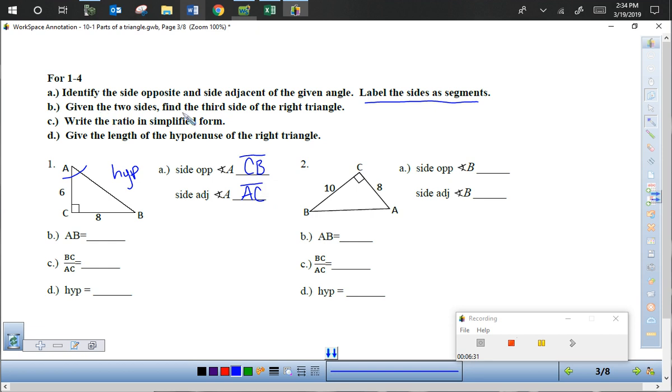Now, part B asks us to find the third side of a right triangle. Remember, to do that, we need to set up the Pythagorean theorem. If you know that your numbers are part of a Pythagorean triple, then you can go ahead and just write down your answer. Otherwise, you'll have to do this work. So we've got 36 plus 64 equals x squared. That's 100. This one comes out real nice, and we've got that being 10. So our length of AB is 10. Notice here it has AB without that hat. That tells you it's looking for the length.